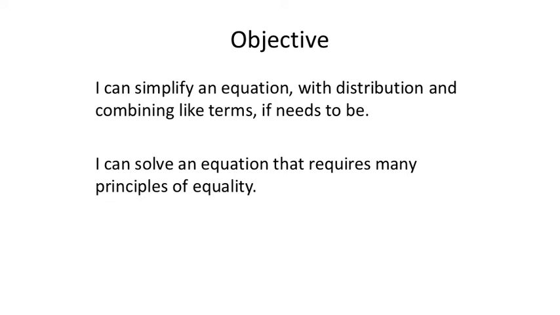All right, looks like we got two objectives. First one, I can simplify an equation with distribution and combining like terms if needs be. Because we know sometimes we don't need distribution when solving equations or combining like terms. Like we saw in that last one, we just went straight to principles of equality. But if we need to, we need to be able to actually distribute and combine like terms. If not, we'll just use principles of equality, and that's our second objective there. So take a minute and copy these down, please.